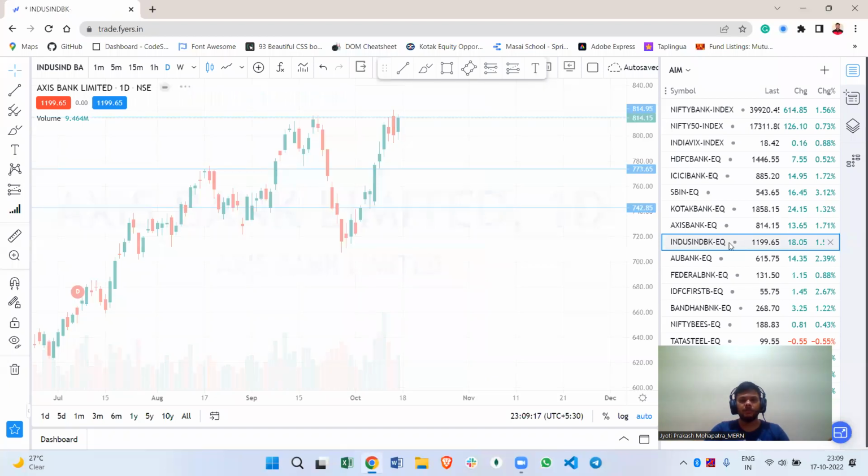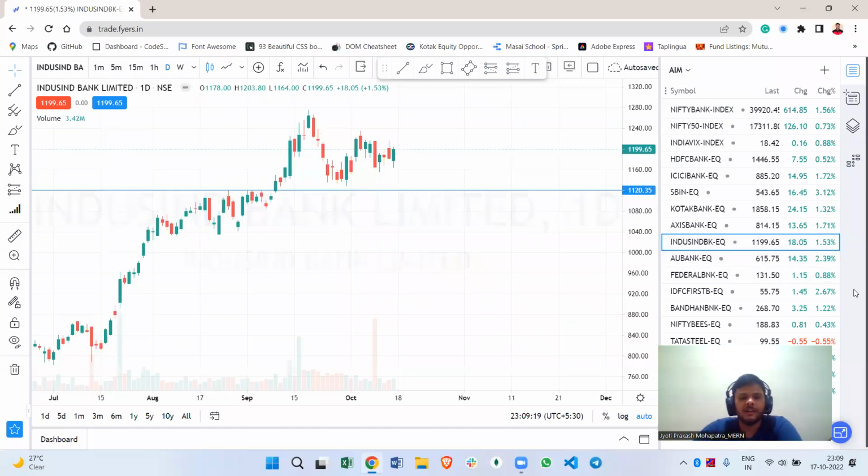Now let's look into our last bank, which is IndusInd Bank. Here you can see that IndusInd Bank shows positive movement, but I can't really suggest you to buy it right now, because here you can see that it is running on a trend line, and also it trades in a range for almost 2 weeks. And if it closes above that range, then you are going to see some positive movement here.